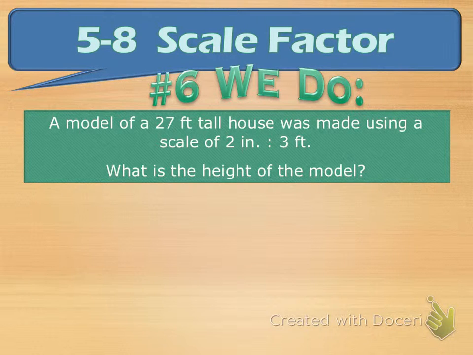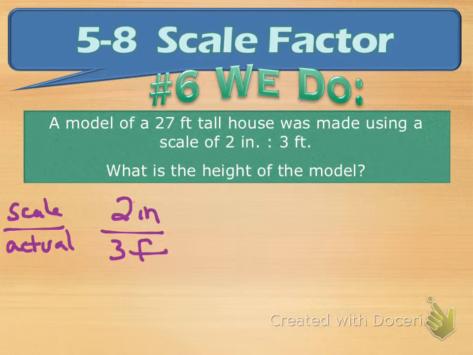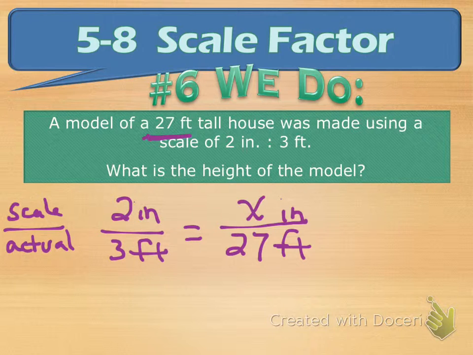So let's try one of these. A model is 27 feet tall, and the house was made using a scale of 2 inches to 3 feet. Remember, we put scale on the top, actual on the bottom. So we're going to have 2 inches on top, 3 feet on the bottom, and that's going to equal, remember we got inches and feet. But pay attention, 27 is going to be the actual, right? That's the feet. So we make sure we put the 27 down here, and then our unknown is the model size.